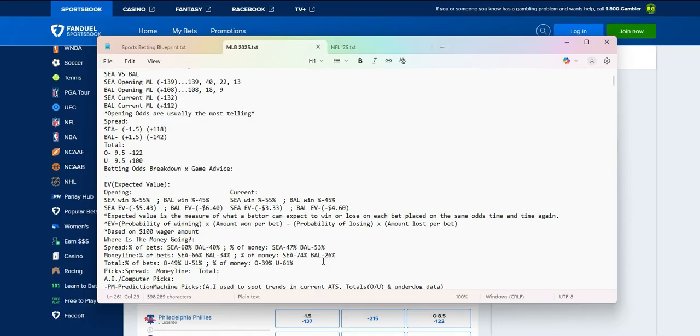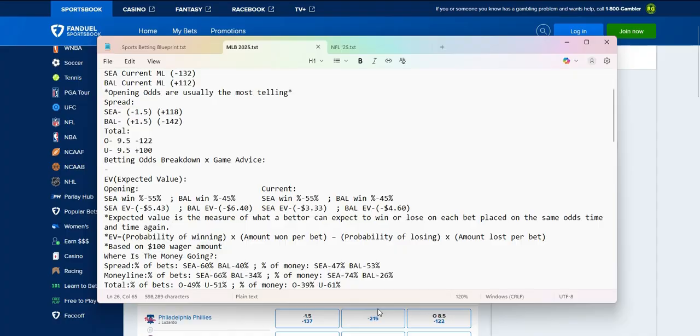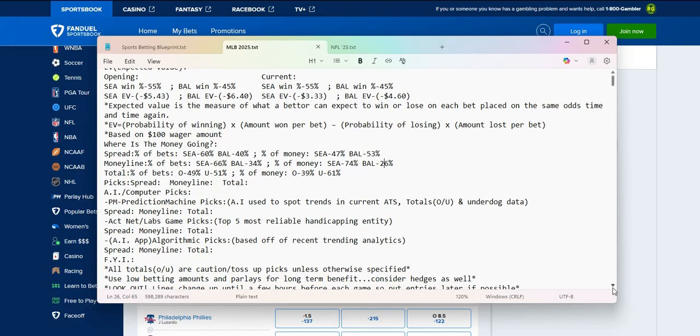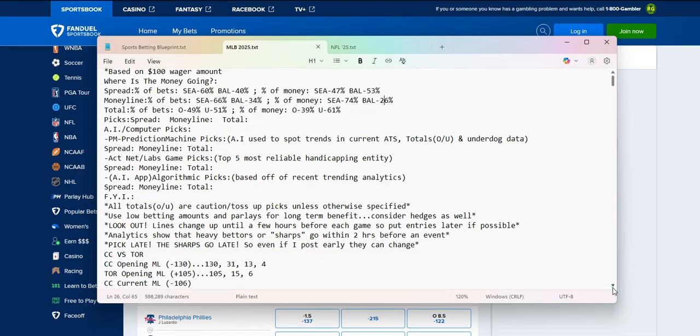Watch out where the sharps go in. Watch what happens to the splits when the odds move. 26% for Baltimore. Now you can see it better. Look out for what happens with that Baltimore money. If the sharps bet heavily on Baltimore, look out for Seattle. But as it remains, it looks like Baltimore could take it, and expected value is given as well. The picks will be available on the Patreon.